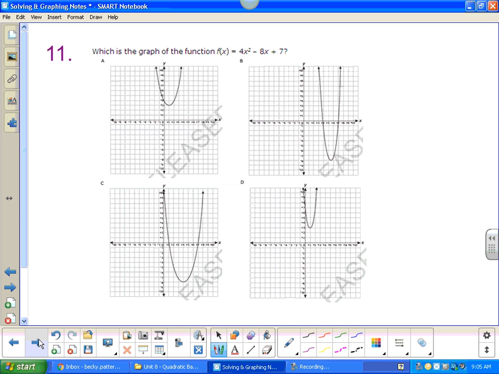Okay, what is the graph of this function? Okay, well I know it's a parabola and I know it opens up. Well, they all open up, so that doesn't help me at all. But what else do you know? Well, I know its y-intercept should be a 7. Well, that's not a 7. That's not a 7. There's 7, and it's not at that. There's 7, and it's crossing right through it. Bingo.